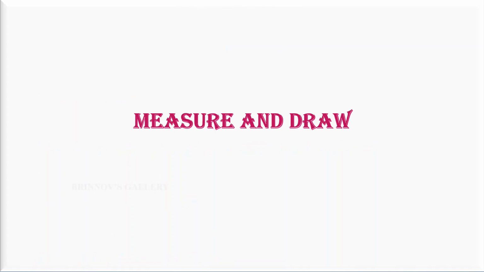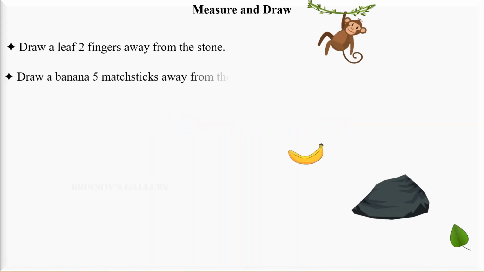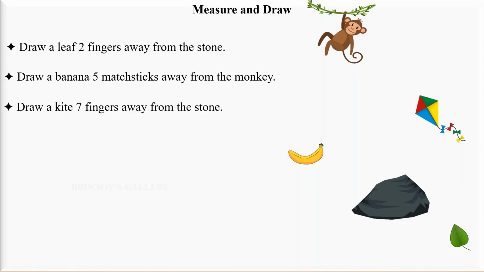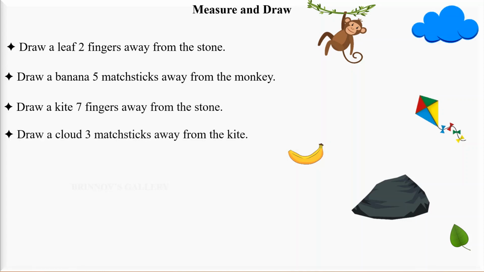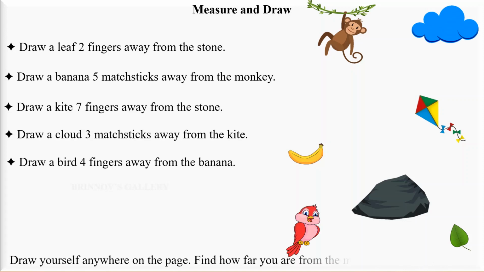Measure and draw. Draw a leaf 2 fingers away from the stone. Draw a banana 5 matchsticks away from the monkey. Draw a kite 7 fingers away from the stone. Draw a cloud 3 matchsticks away from the kite. Draw a bird 4 fingers away from the banana. Draw yourself anywhere on the page. Find how far you are from the monkey's nose.